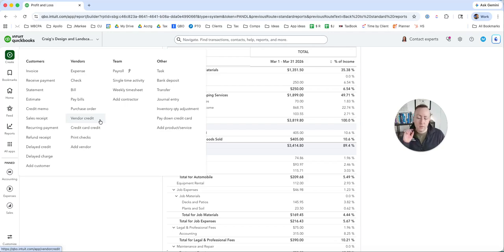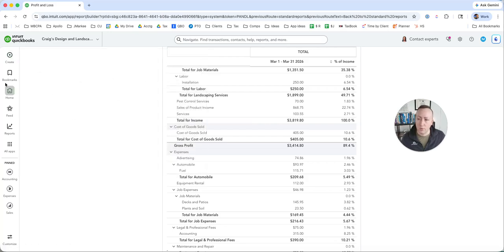Vendor credit, this would be if someone gives you a credit on a bill that they sent you. The most common scenario that we use is a back charge. So when a subcontractor or vendor needs to be back charged for damage that they caused on your job site, if we're not using any kind of a job software, the vendor credit field is the best way to record that. Credit card credit, that might be like a refund on your credit card. You can print checks, you can add a vendor.